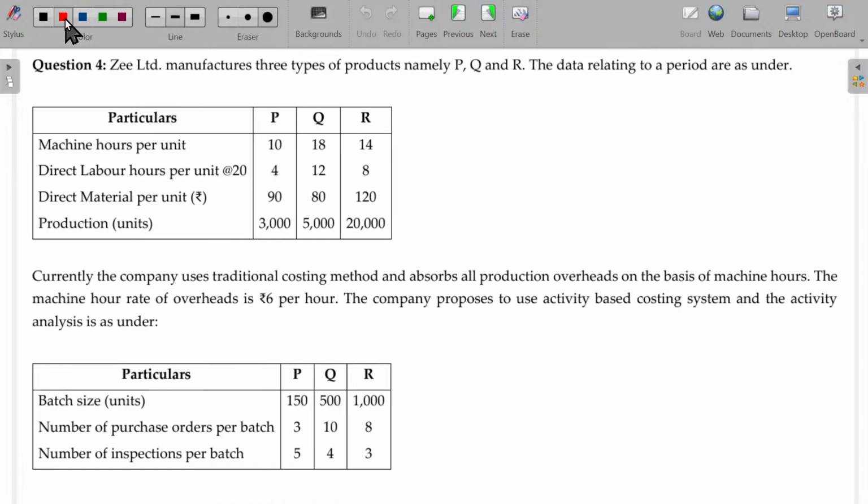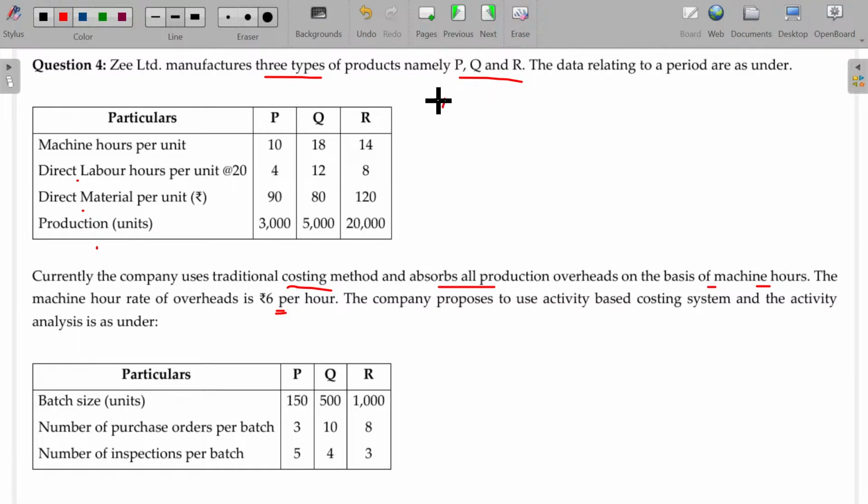Question number 4. Z Limited manufactures 3 types of products P, Q and R. The data are given here. As usual, machine hours, direct labor, direct material and units are given. Currently, the company uses the traditional costing method and absorbs all production overheads on the basis of machine hours. The machine hour rate of overhead is 6 rupees per hour.